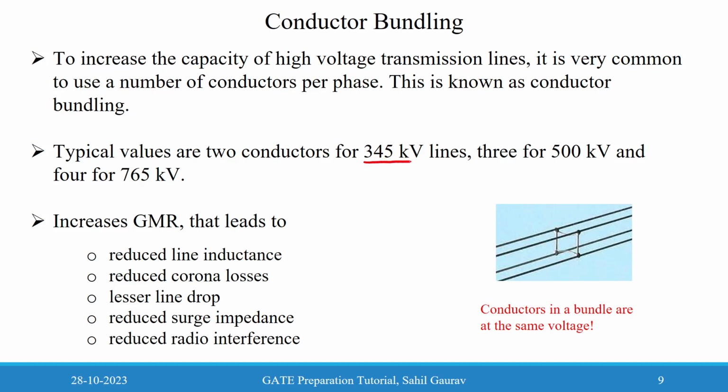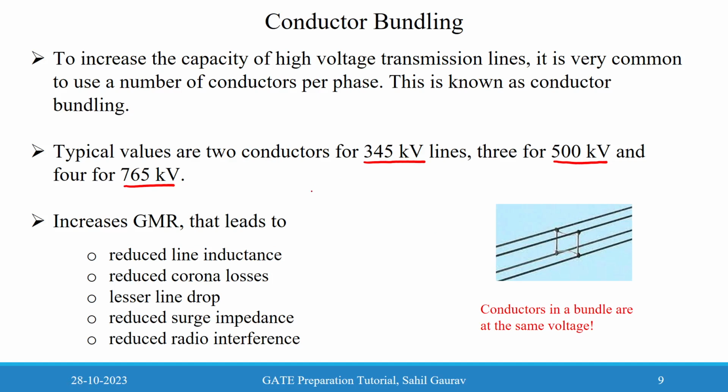If a 345 kV line is there, they have to use two conductors per phase. For 500 kV, they have to use three conductors per phase. And for 765 kV, they are using four conductors per phase. They may go beyond that, but these are typical values.